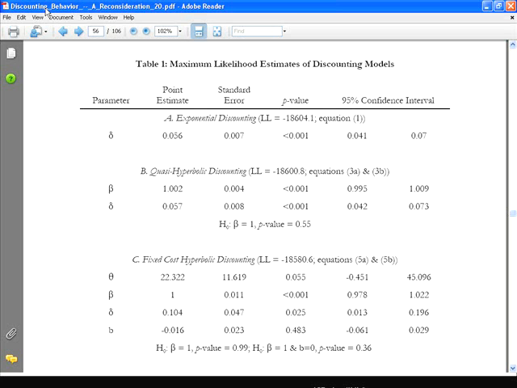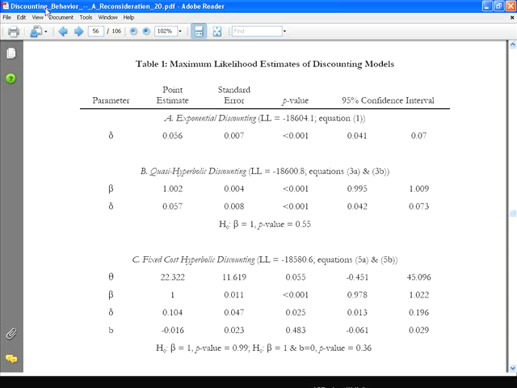This is the quasi-hyperbolic discounting function, where the delta parameter is 5.7%, and beta is 1.002 with this 95% confidence interval. If beta is equal to 1, then it's exponential discounting. If it's less than 1, then we see hyperbolic discounting. This is the test of beta, with a p-value of 0.55. And then this is the fixed cost specification. The important one here is the b parameter for the fixed cost. If that's equal to 0, then we see exponential discounting.